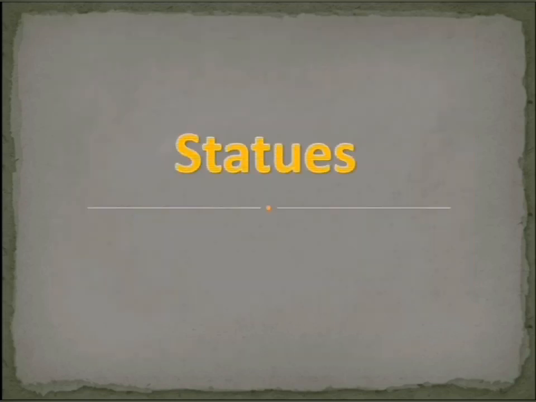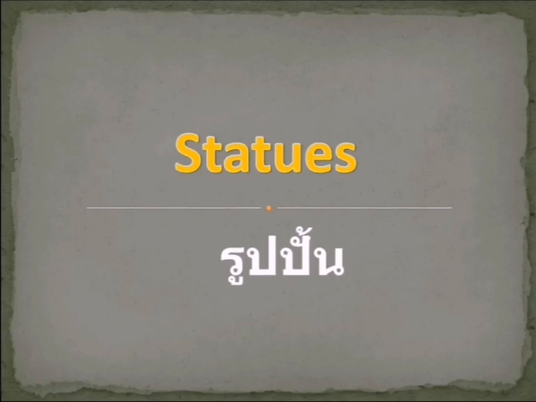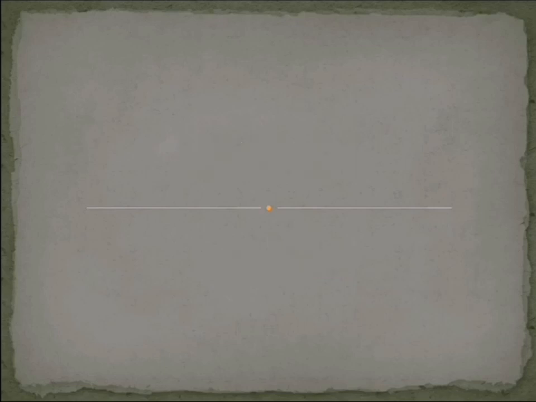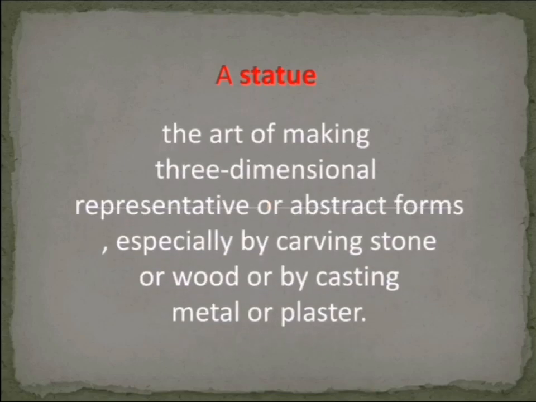Now let's go to our next word. We have the word statues. Statues is a kind of sculpture. Statues in Thai means? Now let's define what is a statue. Let's read. A statue is the art of making three-dimensional representative or abstract forms, especially by carving stone or wood or by casting metal or plaster.